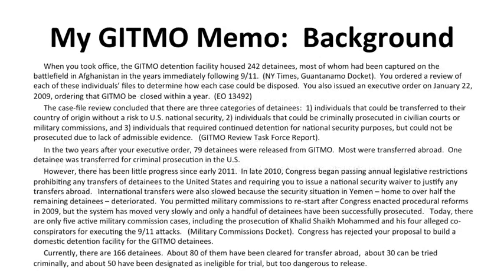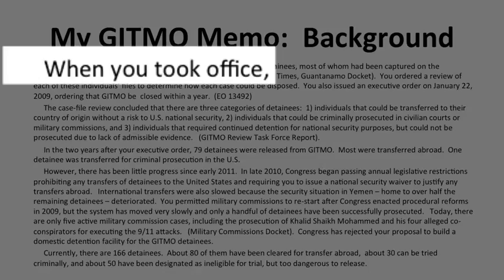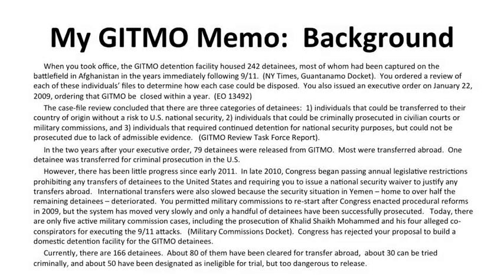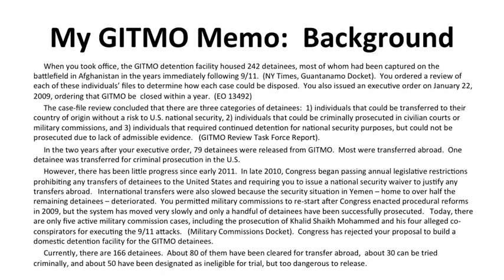You can take some time, stop the video, analyze it, examine it if you want, but let's look at a couple of things. I first start off by putting it in a particular time, when you took office. So the President knows I'm talking about back in 2009, and I'm giving him all the things that he did. There were 242 detainees, he ordered a review, he issued an executive order. And here's what his task force determined about the individuals in Guantanamo.